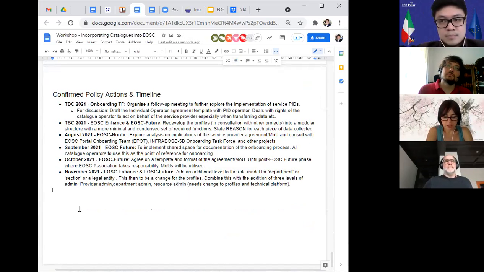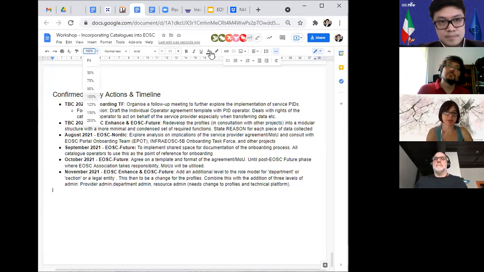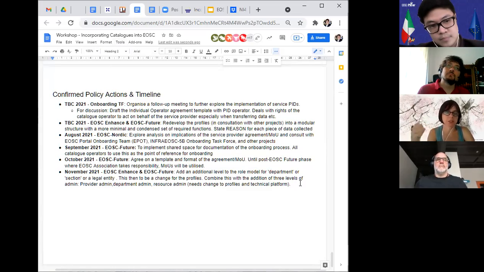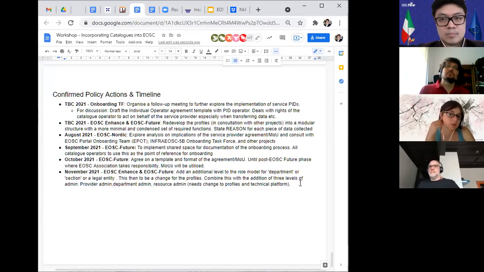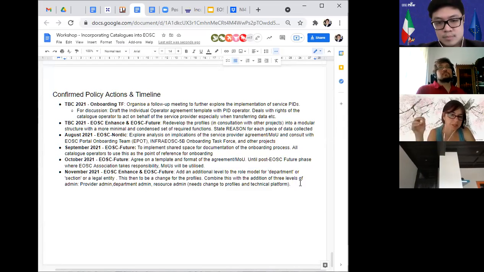One is the role of the actors involved in the process, and the devolution and the relations between service providers, national or thematic catalogs, and the central one. And how we can capture these relations also with relevant agreements.